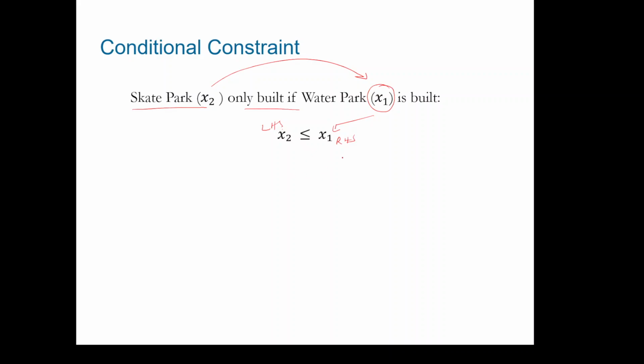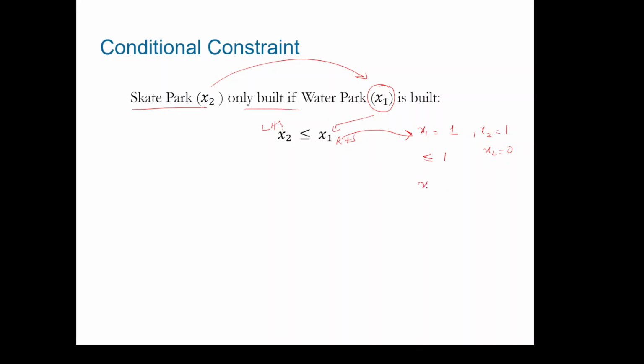And if you look at the truth table of it, that means that if x1 is equal to 1, then in this case x2 can be 1 or x2 can be 0. So there can be 2 options: if x1 is 1, that is, x1 is built, then x2 can be built, or x2 might not get built. So this will be true.